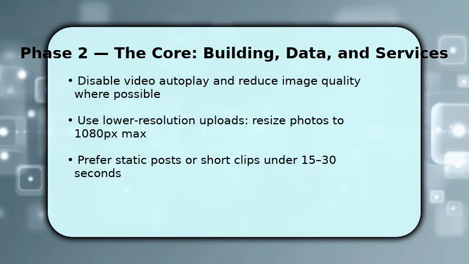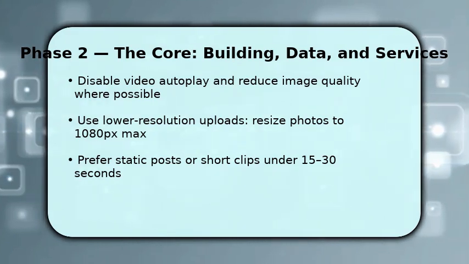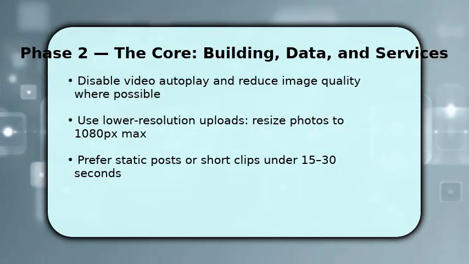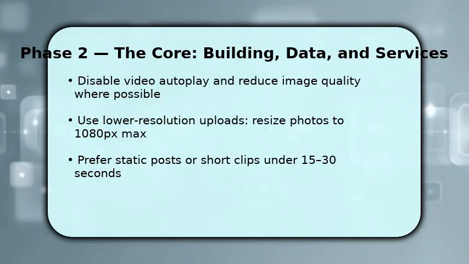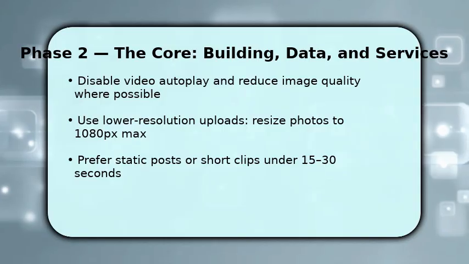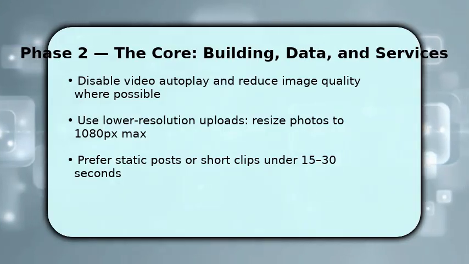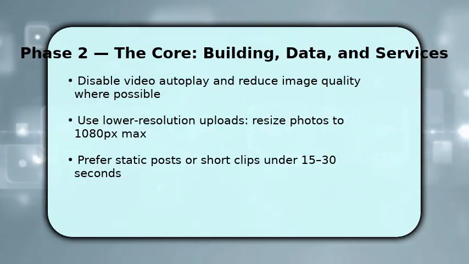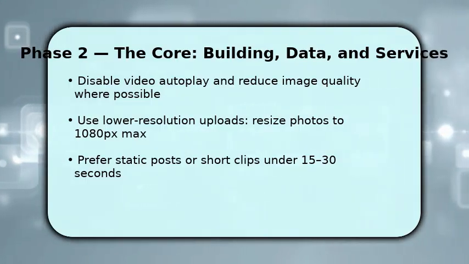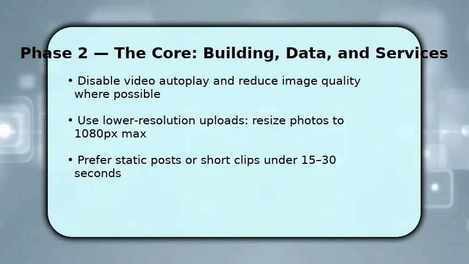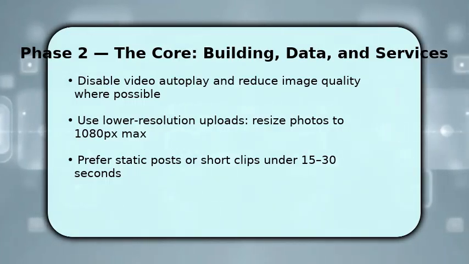Next, you change how content loads and what you upload. In the app, stop video autoplay so Reels and Stories don't stream unless you tap them. That cuts passive data use dramatically. When creating content, export images at 1080px and videos at 720p or lower to reduce file size. Also, favor photos or short clips under 15-30 seconds rather than long videos, because smaller files mean faster uploads and far less mobile data consumed.